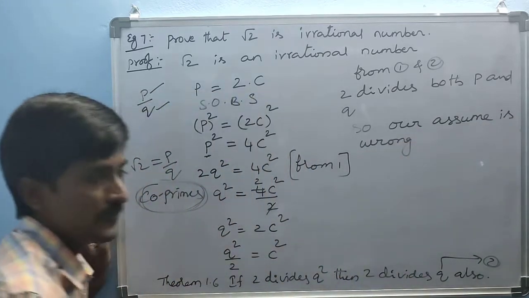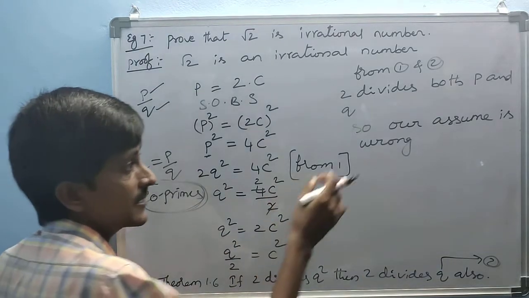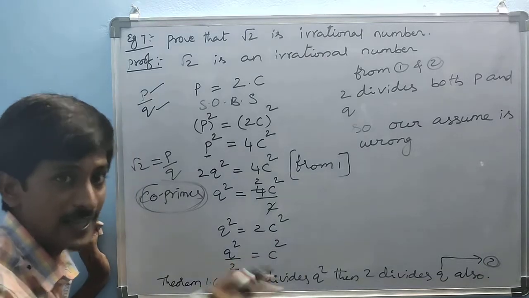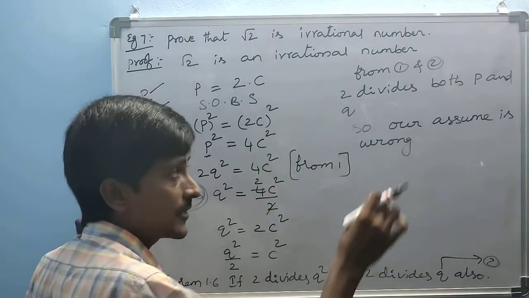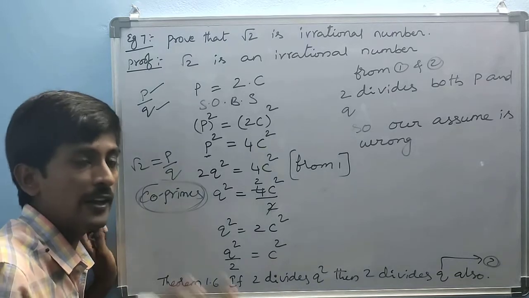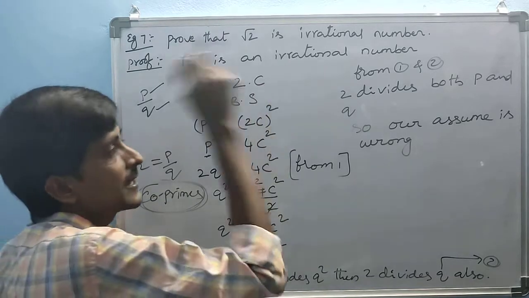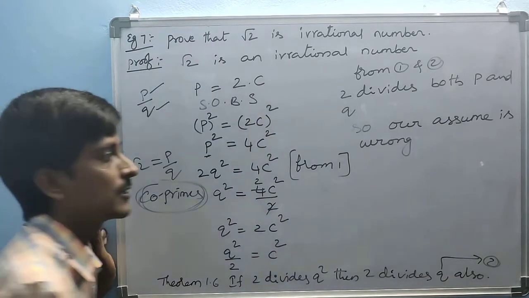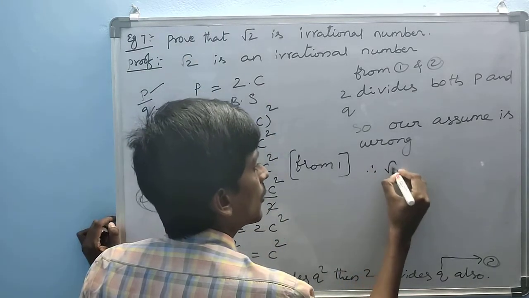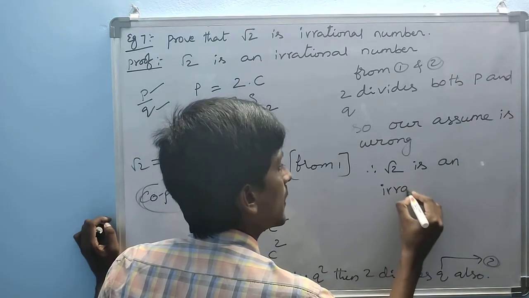What is our assumption? Root 2 is a rational number. That is our assumption, so that is wrong. If the assumption is wrong, it means root 2 is a rational number is wrong. So if a number is not a rational number, it must be an irrational number. Therefore, root 2 is an irrational number.